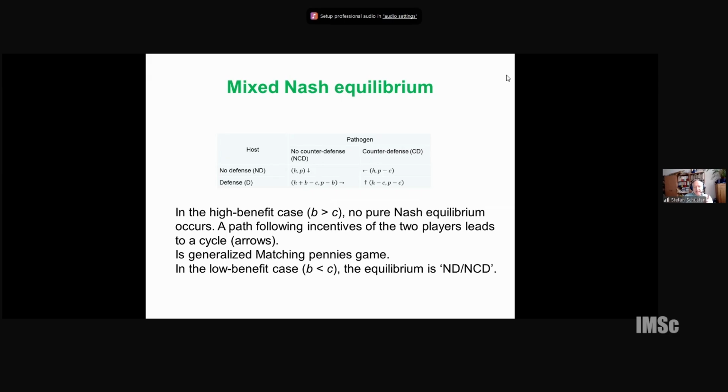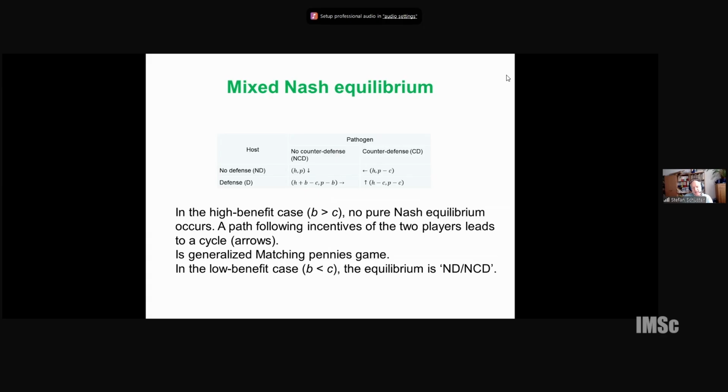And so in the high benefit case, there is no pure Nash equilibrium. Then it's exactly this case, because then there is a cycle, a little bit like in the rock, scissors, paper game. If, for example, the host has no defense and the pathogen has no counter defense, then the host has an incentive to produce the defense, but then the pathogen has an incentive to produce the counter defense, and so on as a cycle.